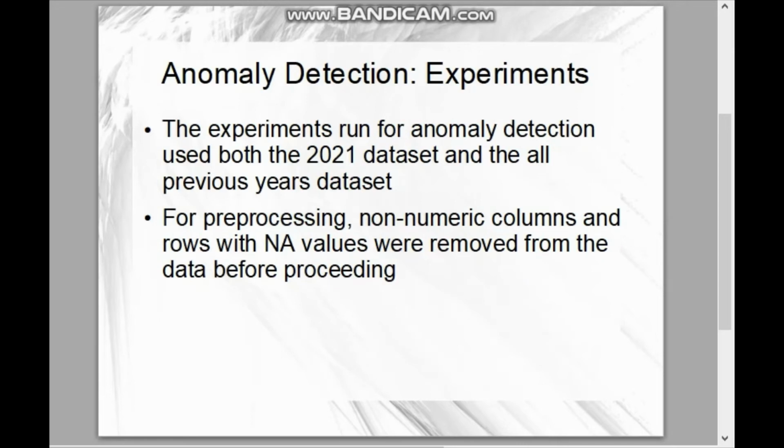So for the experiments I ran here, I used this algorithm on both the 2021 data set and the data set that included all previous years. In order to pre-process the data, non-numeric columns such as the name, the region, or year, and then rows with NA values were removed from the data in order to make sure that the algorithm runs properly.